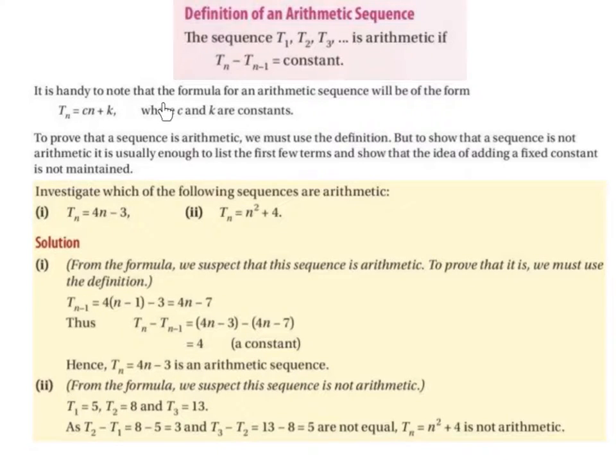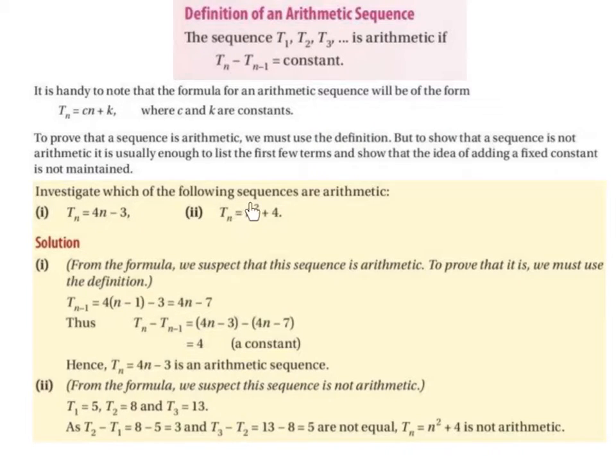It's handy to note that the formula for an arithmetic sequence will be of the form Tn equals Cn plus k, where C and k are constants. To prove that a sequence is arithmetic or linear, we must use the definition. But to show that a sequence is not arithmetic, it is usually enough to list the first few terms and show that the idea of adding a fixed constant is not maintained. So to show that a sequence is not arithmetic, we just find the difference between the first few terms and show that it is not the same.